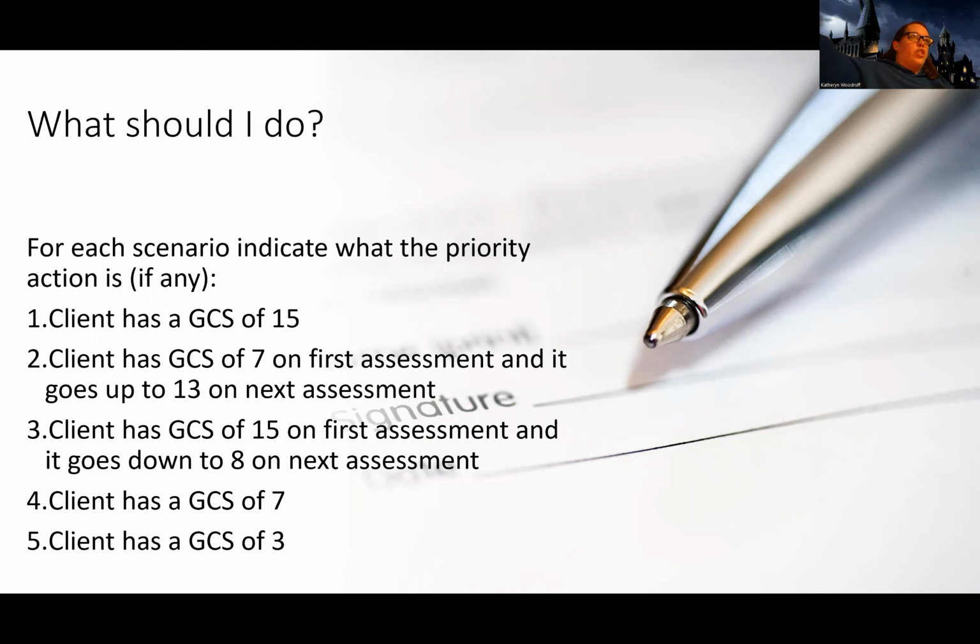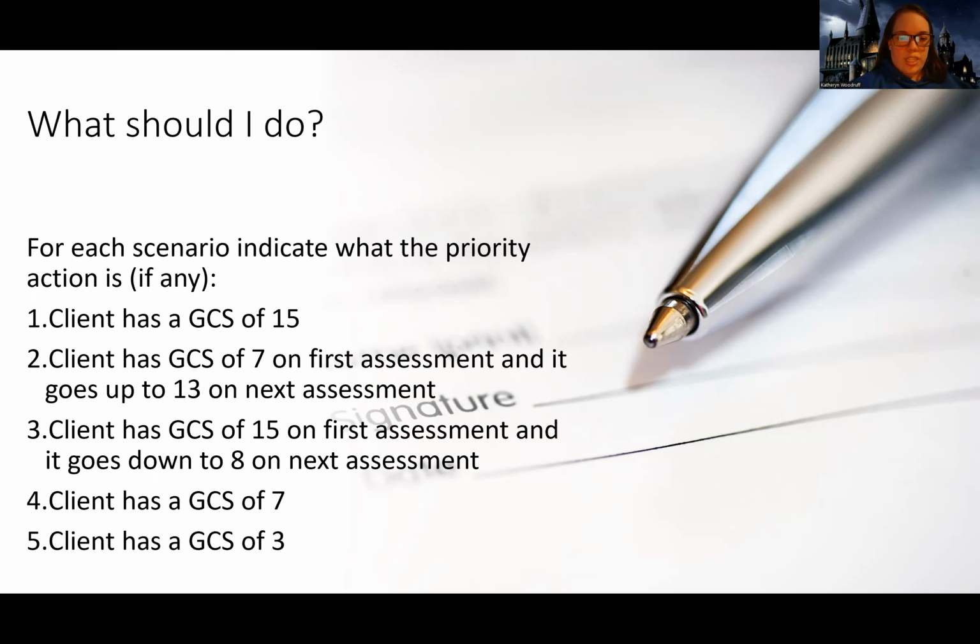You know, like one question we could give you on an exam is score this person. But another question we could give you is what are you going to do in different situations depending on what the GCS is? So let's look at these. The first one says the client has a GCS of 15. What's my priority action? Well, if they have a GCS of 15, that is the maximum they can have. So I'm going to just continue to watch them. No actions needed at this time.